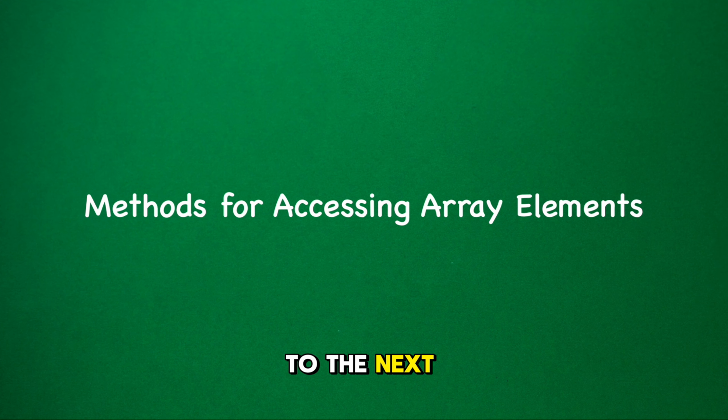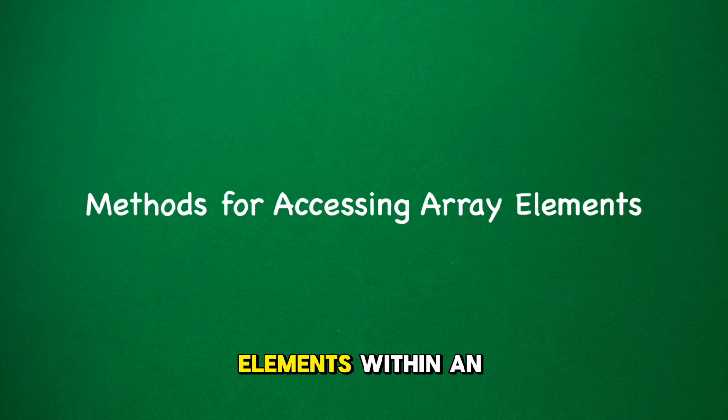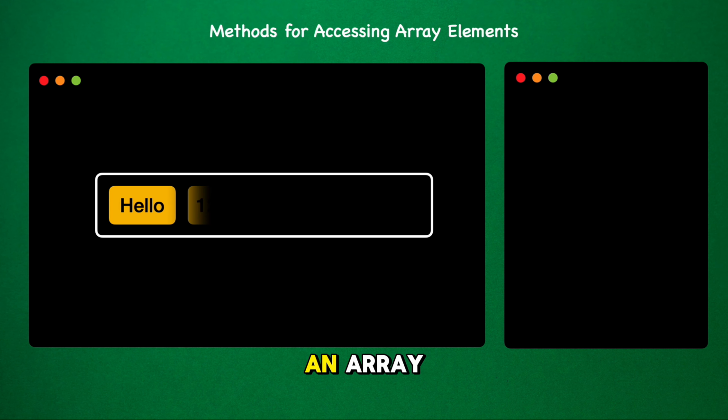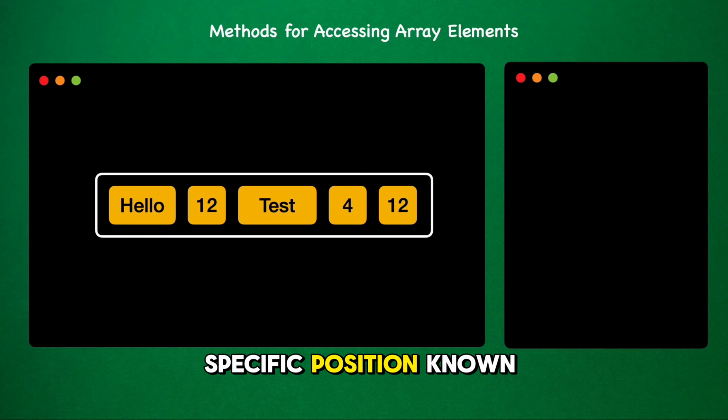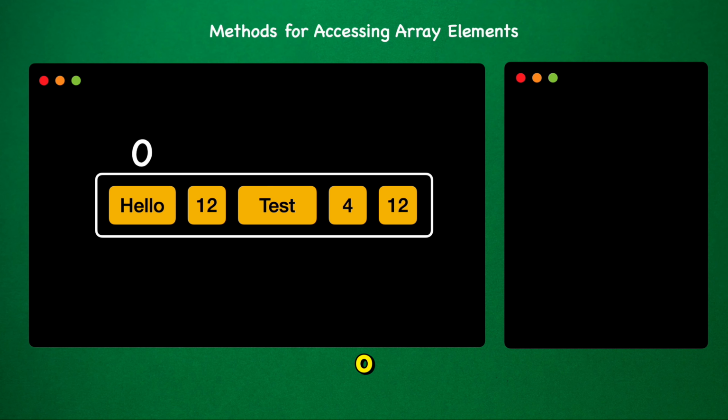Now let's move to the next section, where we'll learn how to access elements within an array. Each element in an array is assigned a specific position, known as an index. Remember, JavaScript array indices start at 0. So the first element is at index 0, the second at index 1, and so on.